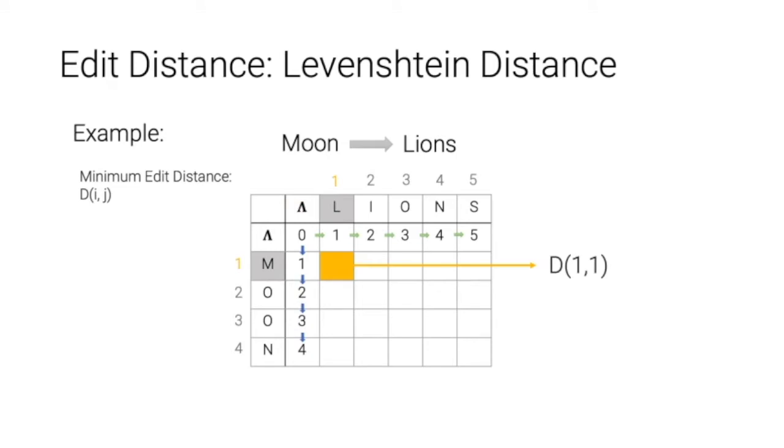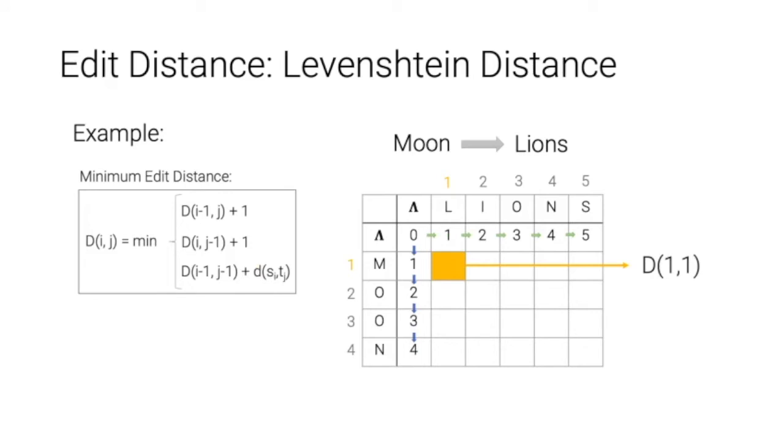The next cell would be the yellow one, which is by our definition capital D of 1 and 1. Does M equal L? No, we have to perform an operation. The minimum edit distance is defined as the minimum of 3 operations. The deletion plus 1, which would result in 2, the insertion plus 1, which would also result in 2, and the replacement plus the distance between the two characters. If they are the same, the distance would be 0. In our case they aren't the same, so the distance is 1. And 0 plus 1 is still 1. So, which is the minimum of these 3? 1. We choose to do a replacement. We replace the M with an L.